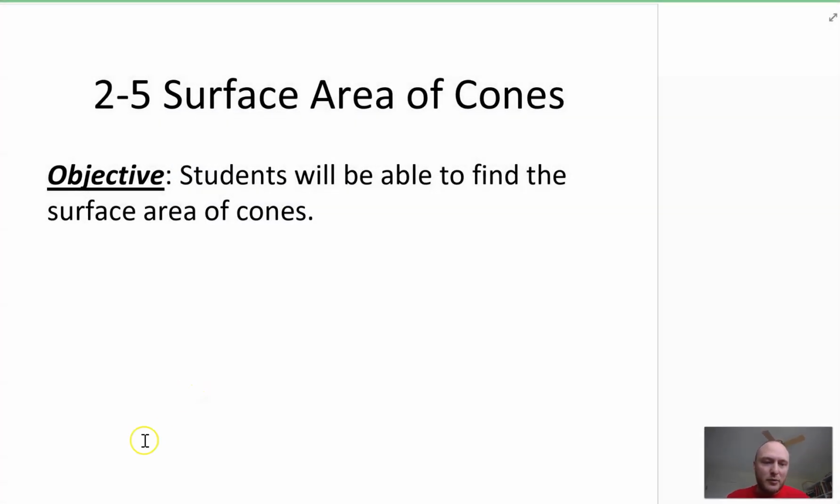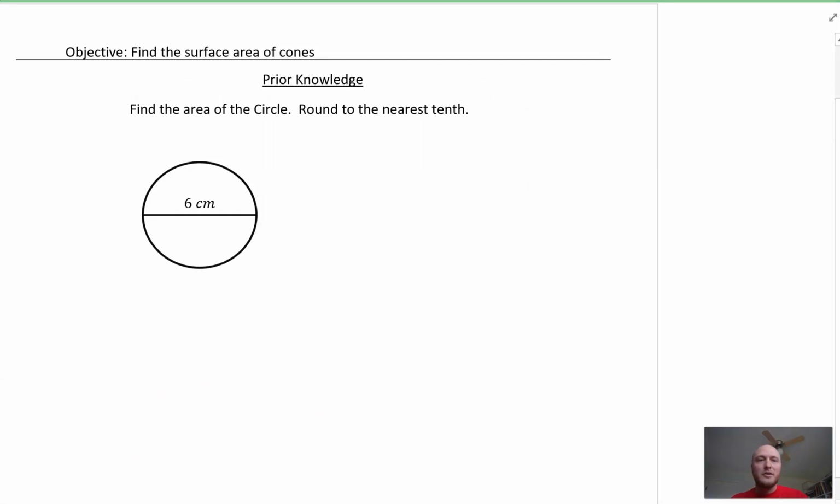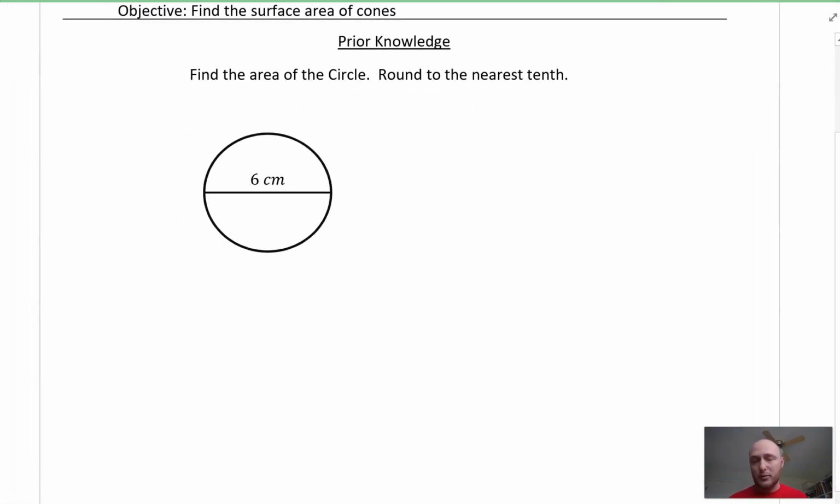We're going to start off with your prior knowledge of finding the area of a circle, because we know that a cone has a circular base, and it comes to a point, or an apex. So we're asked here to find the area of a circle, and they say round to the nearest tenth. In order to calculate the area of a circle, you need to know the formula, and the area of a circle is pi r squared.